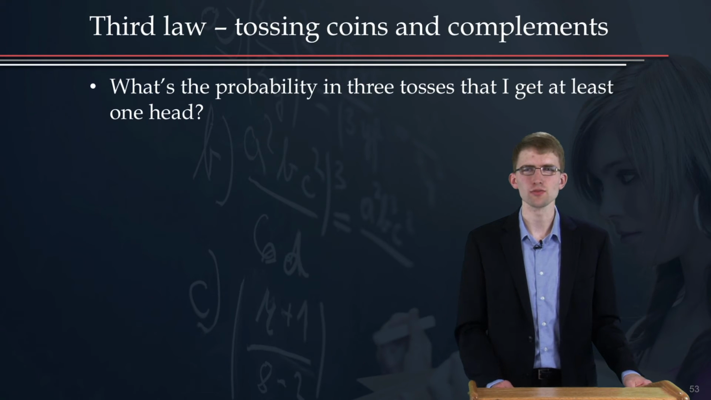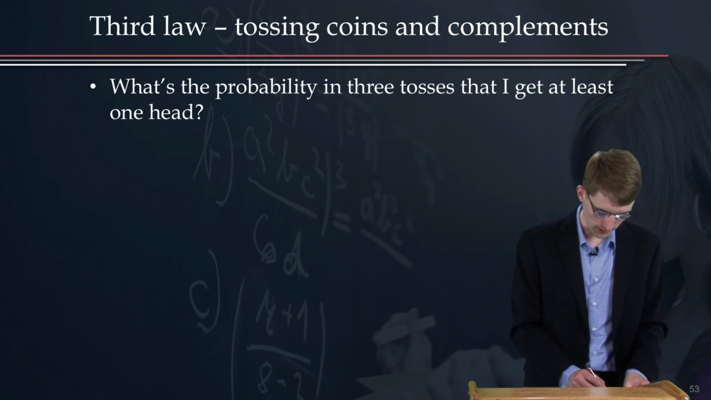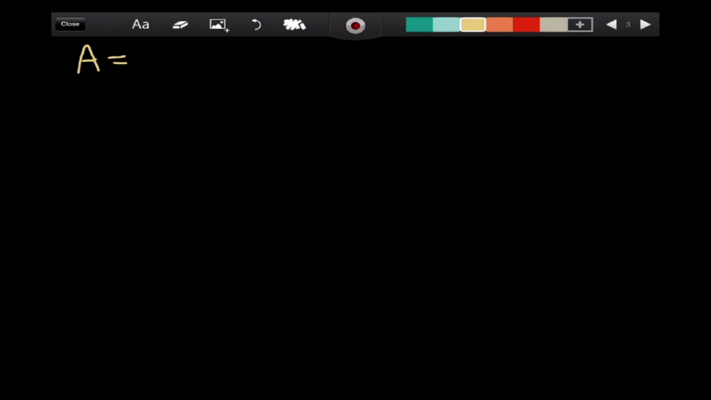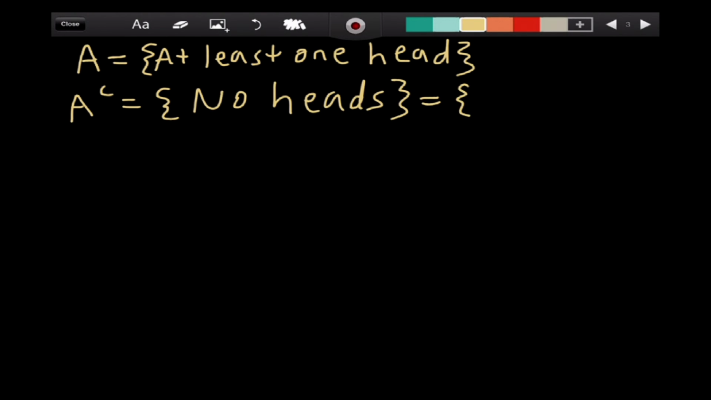What's the probability in 5 tosses that I get at least one head? And let me write, for our reference, the event A, again, is the event at least one head, which means the event A complement is no heads in 5 tosses. And it turns out that this is a very simple event. It contains actually only one outcome, 5 tails. This is the only outcome that doesn't have any heads in it.